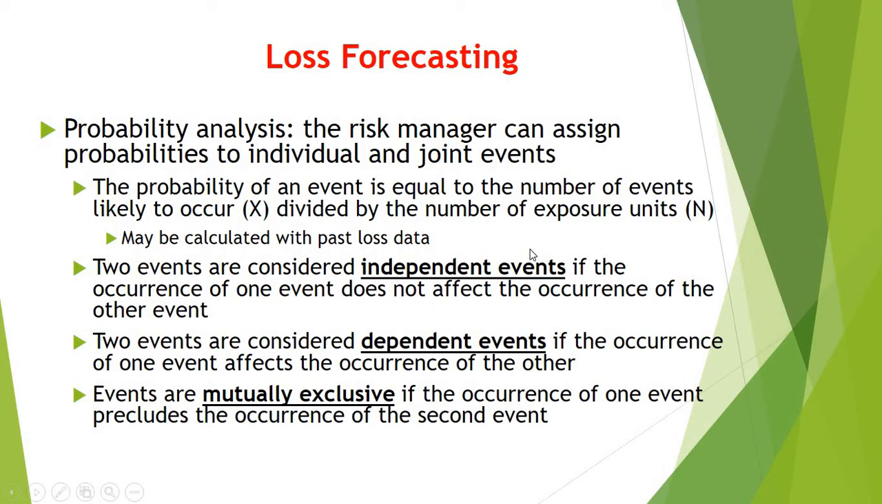Over here, the risk managers need to identify whether the events are independent, dependent, or mutually exclusive. If these are independent events, occurrence of one event will not affect the occurrence of the other event. So it means the two events will not have any connection to each other. Secondly, dependent events. It means if one event occurs, the other one will also occur. So that's the dependent events.